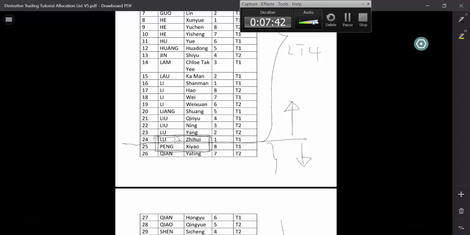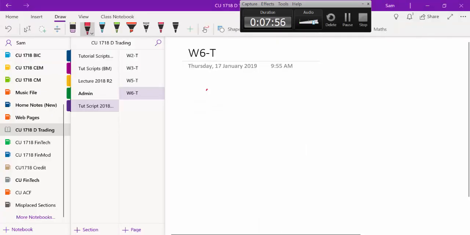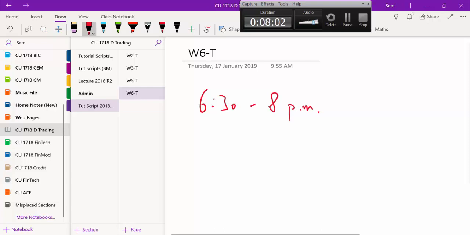Just space out, please, and make sure. You don't need to sit together. That's why we have 2 rooms. Okay. The exam will be 6:30. We're going to start promptly, to 8 o'clock. And the reason we start promptly is from 8 o'clock onwards.